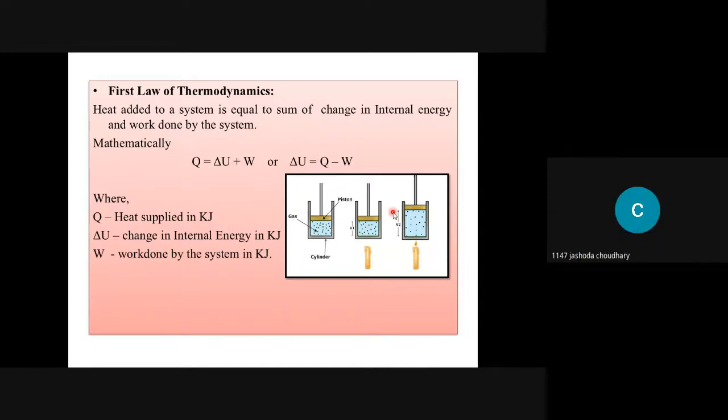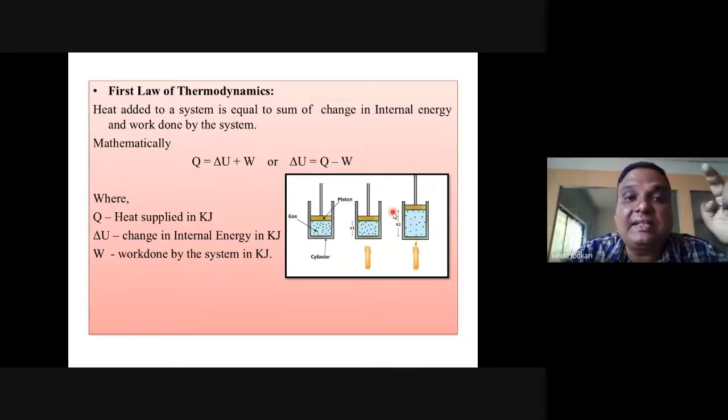Work is done by the system. By the system. Excellent. Work is done by the system.